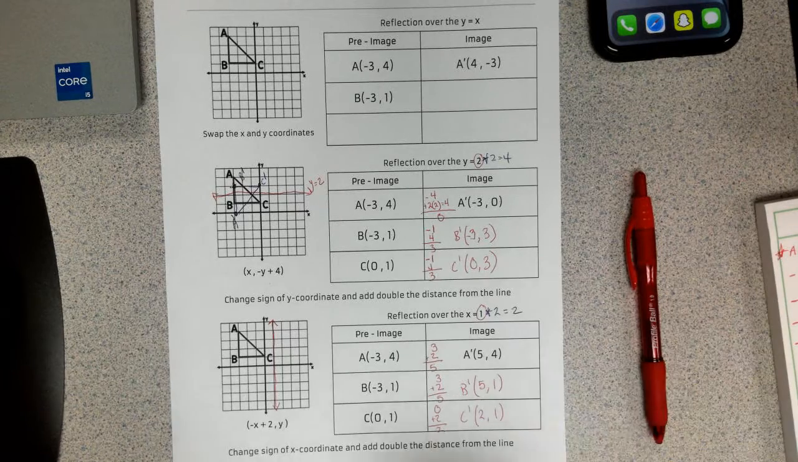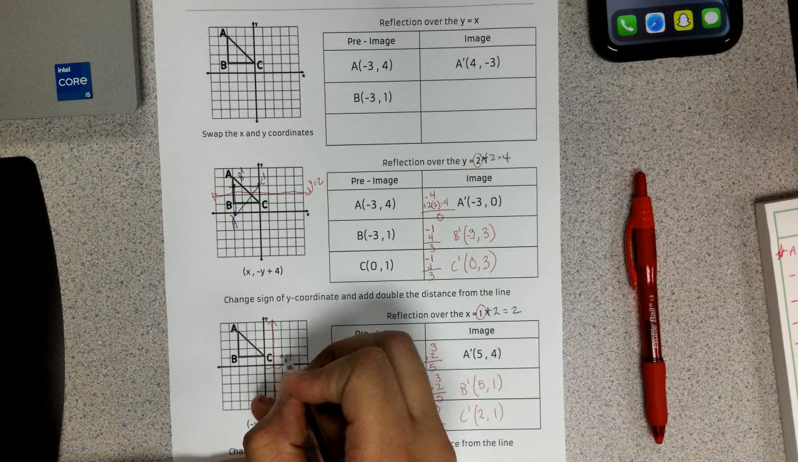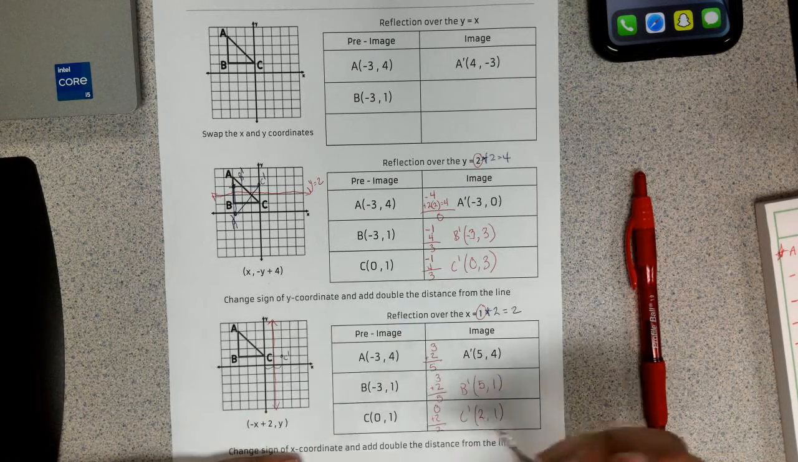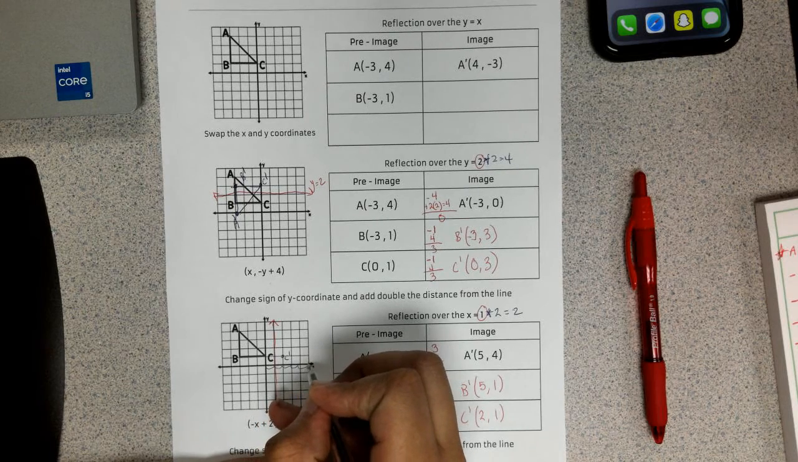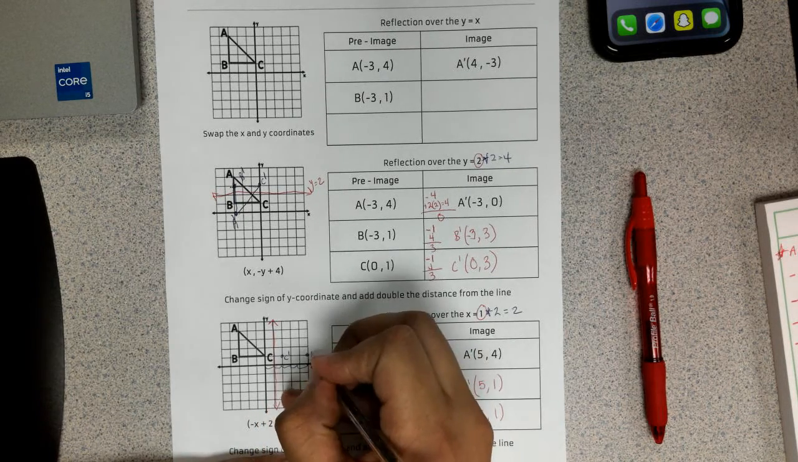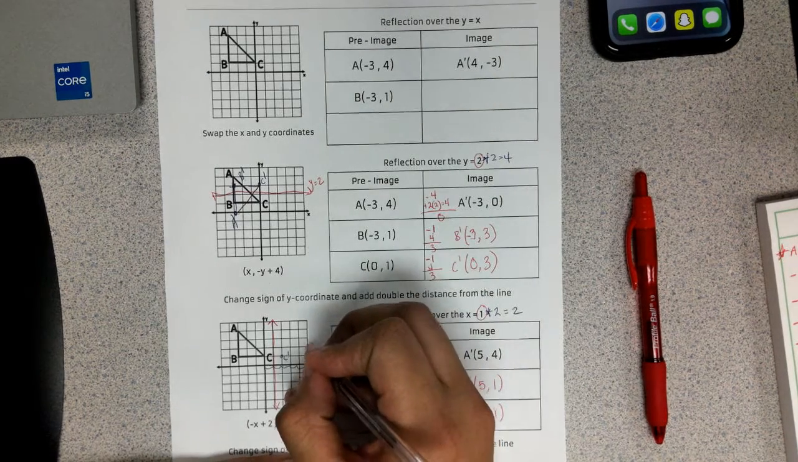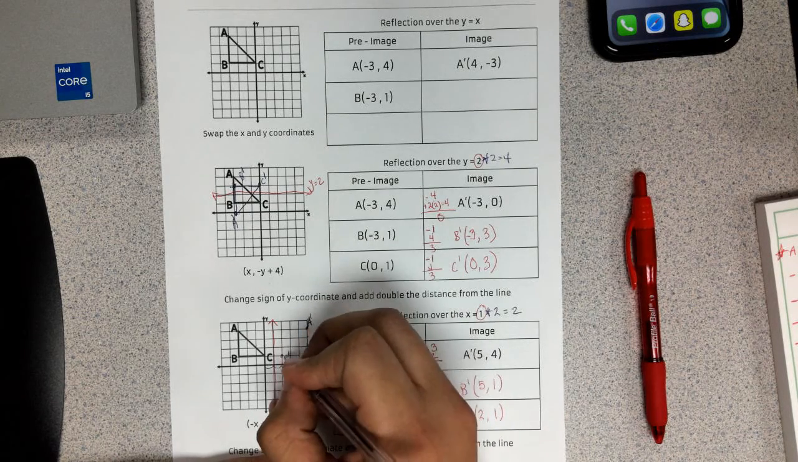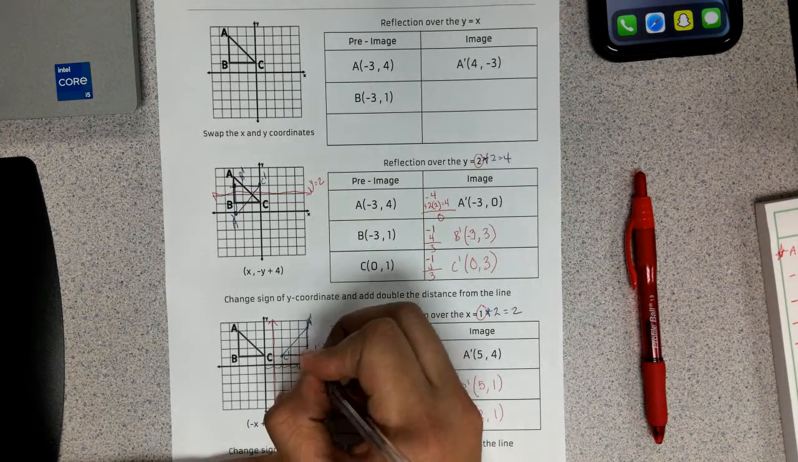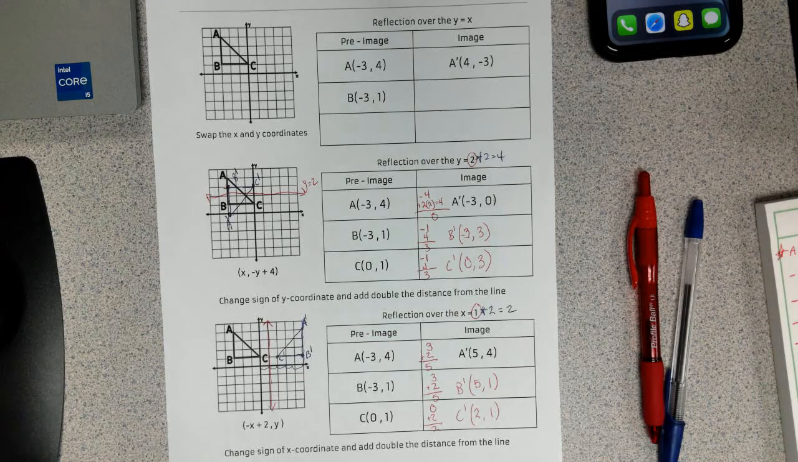And so if I graph all these, we see C prime is going to be 2, 1. So there's C prime. B is going to be at 5, 1, so 1, 2, 3, 4, 5, 1. So there's B prime. And A prime is going to be at 5, and then 1, 2, 3, 4. A prime. And so you see my triangle mirrors my other triangle. And that is how you reflect when you're given an equation.